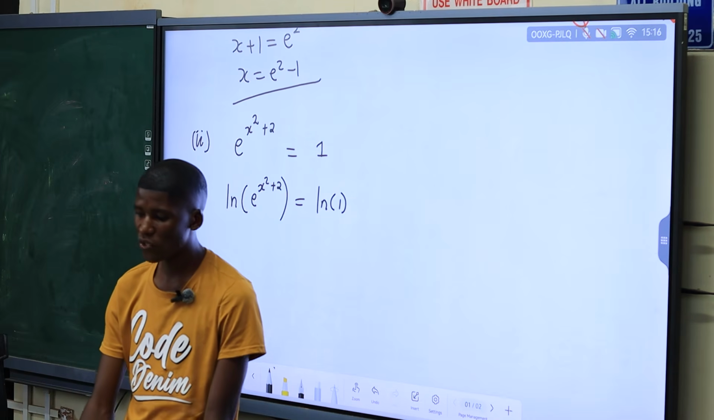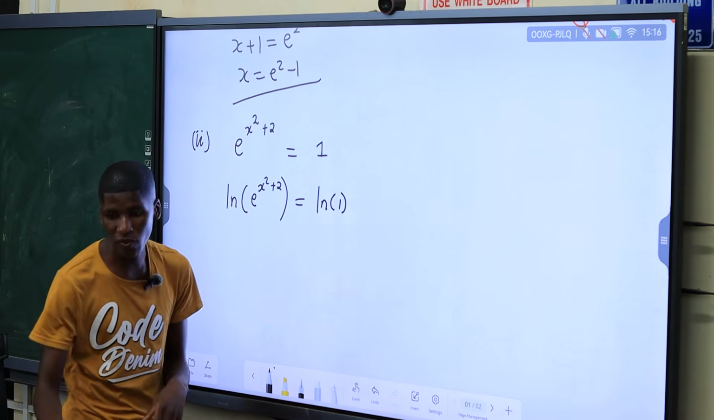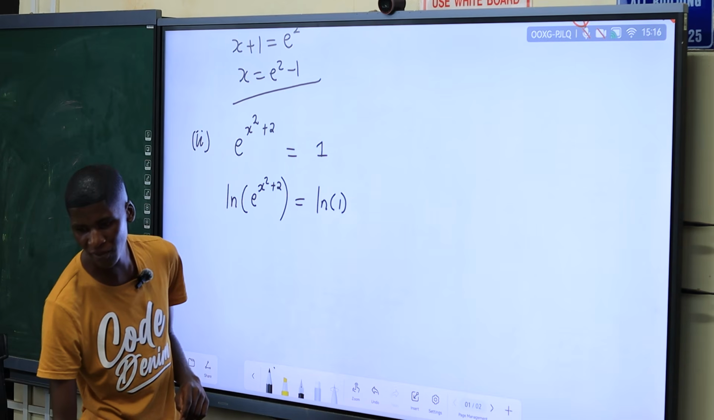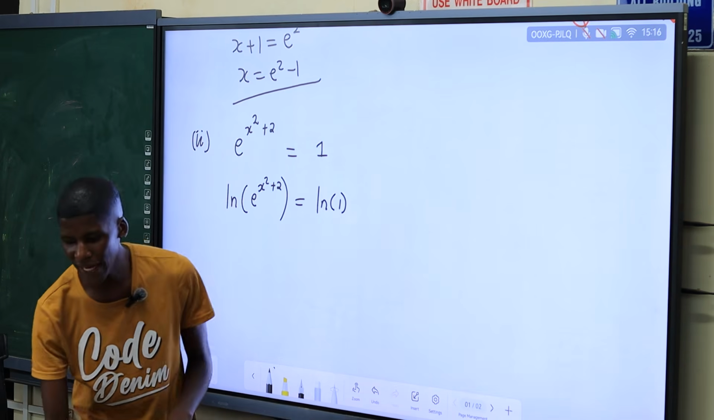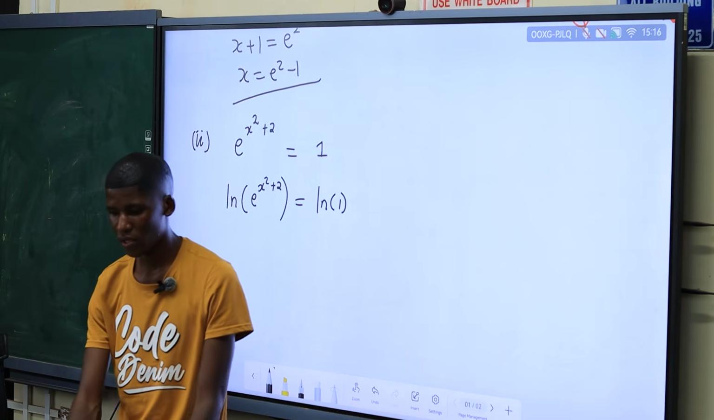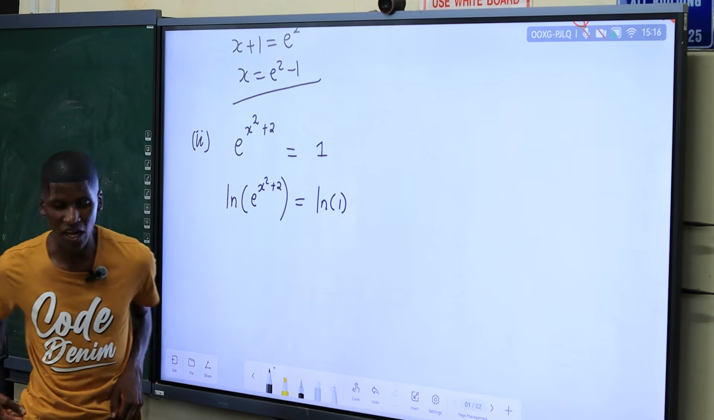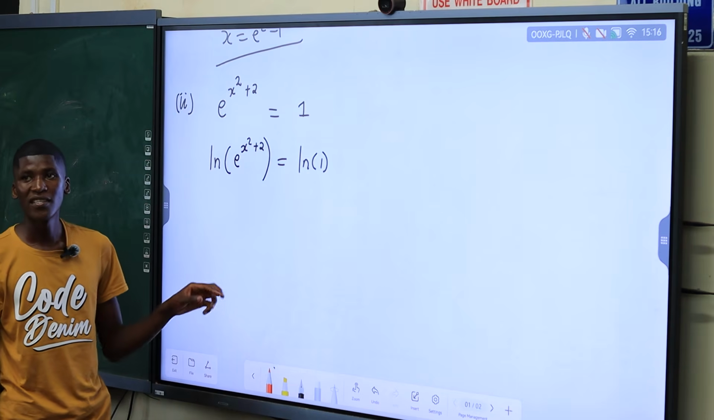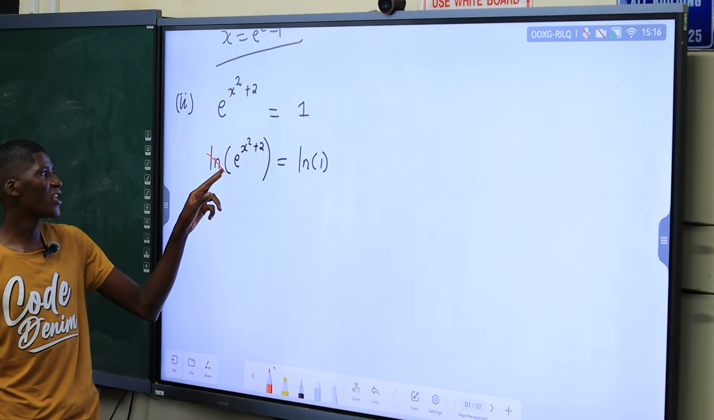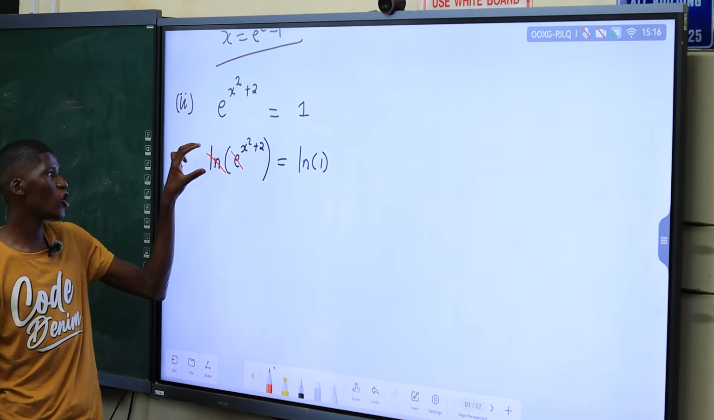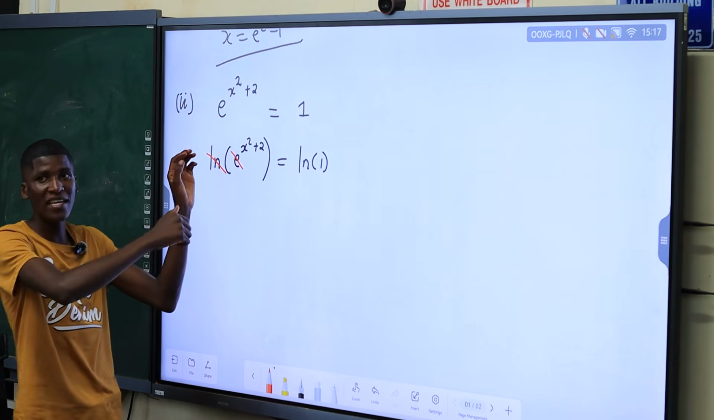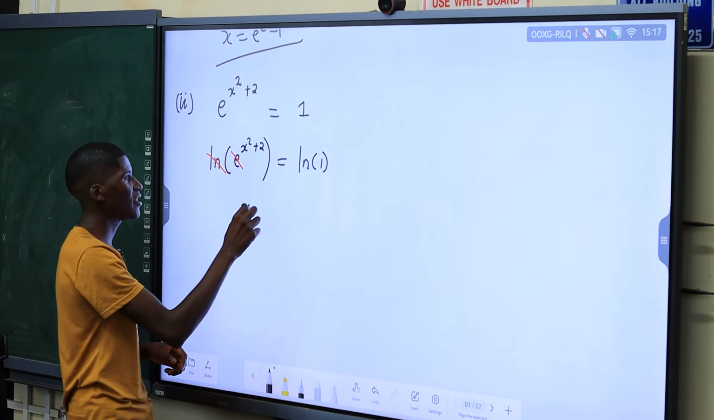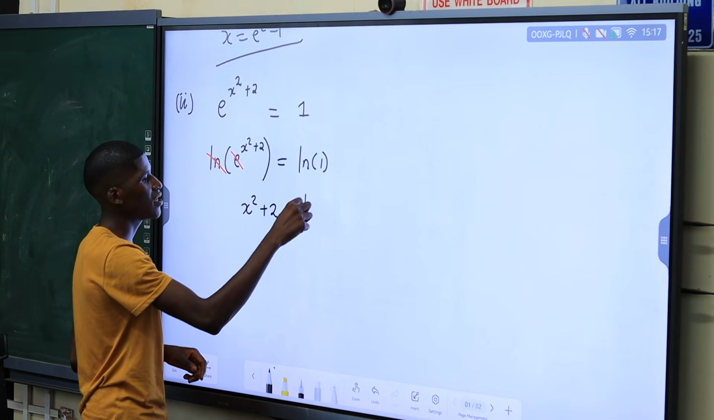So that is going to give us ln e to the power x squared plus 2 is equal to ln of 1. Now, how do you make x the subject of the formula? Ln and e can cancel out, because this is log base e of the argument e. So this ln and e cancel out, and we remain with x squared plus 2 is equal to ln of 1.